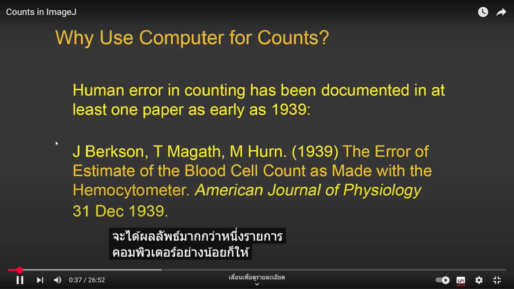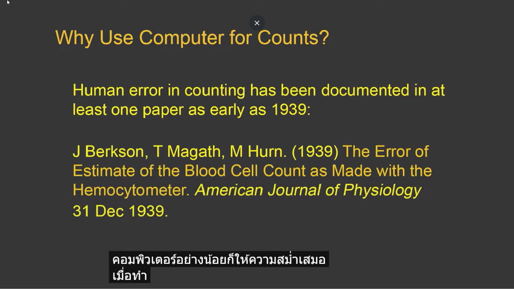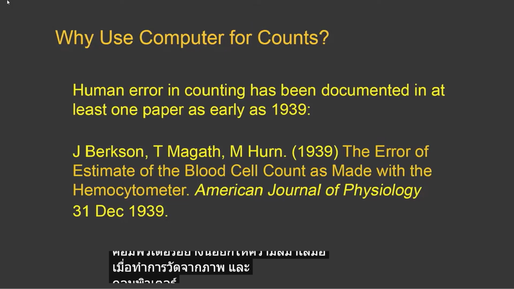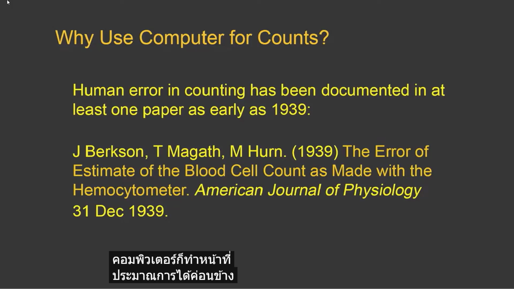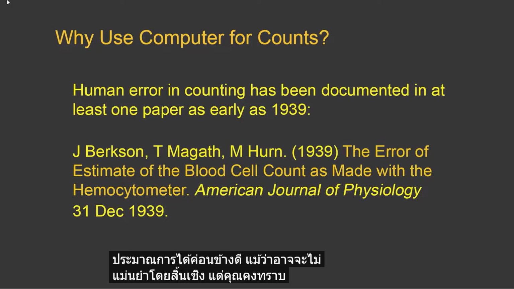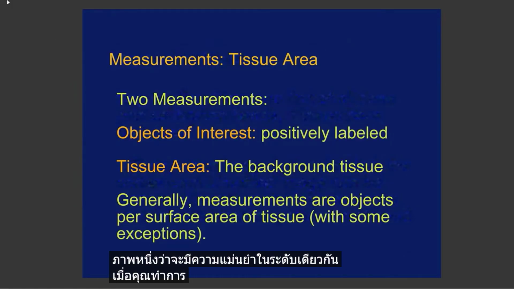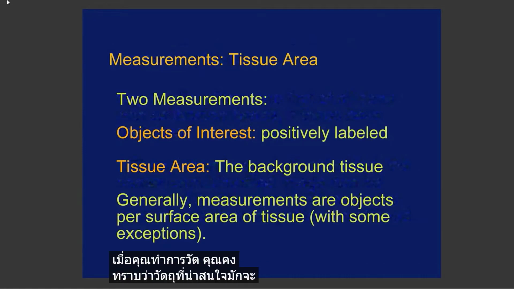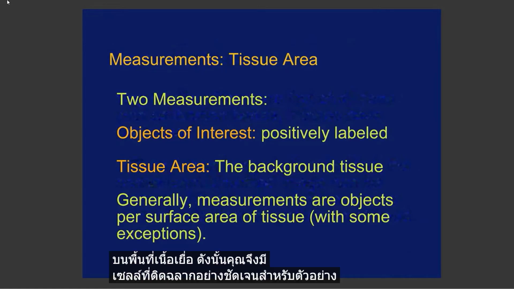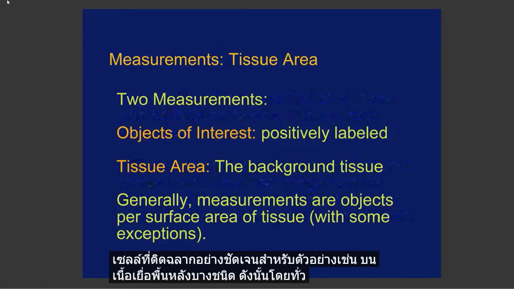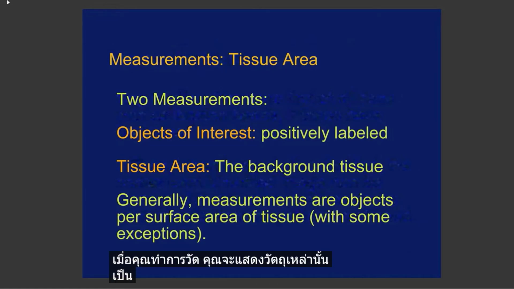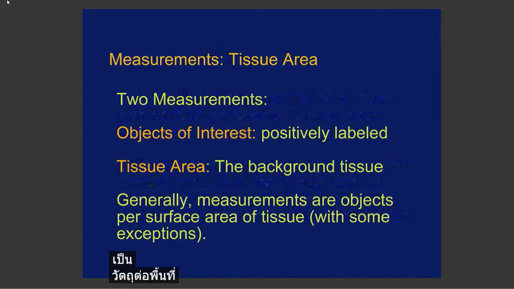Computers at least allow for consistency when making measurements from images, and they do a pretty good job at doing estimates. They may not be absolutely accurate, but you know from image to image that it will have the same level of accuracy. When you do measurements, you know that objects of interest are often on tissue area. So you have positively labeled cells, for example, on some sort of a background tissue. So generally when you do measurements, you show them as objects per a surface area, per an area. So objects per how much tissue you have those objects on.